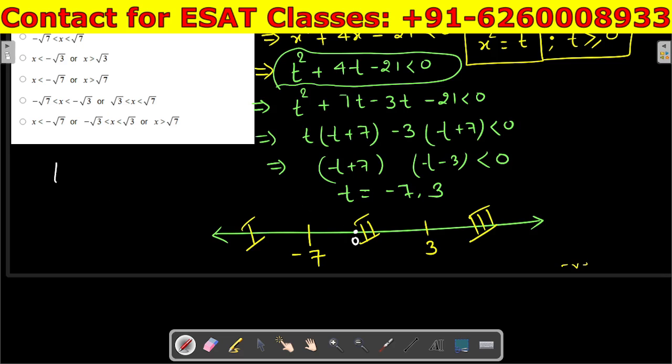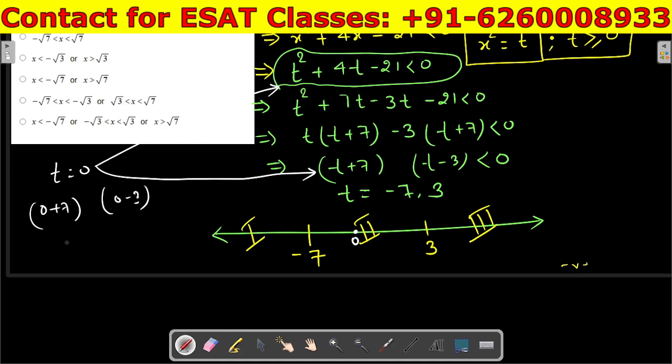So let us put t equals to 0. You can put it either in this expression or in this expression as well. When we put t equals to 0, we will get 0 plus 7 multiplied by 0 minus 3. So overall we are getting a negative value, right? So it means that in the second region you will get a negative sign here.